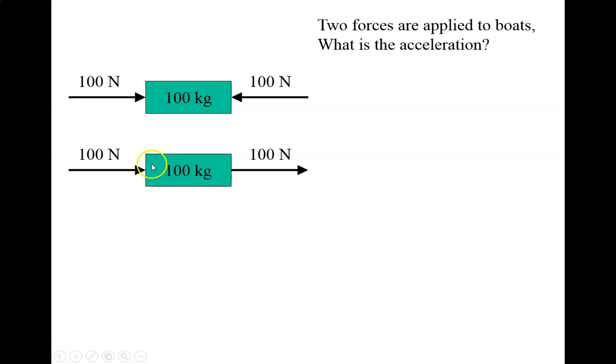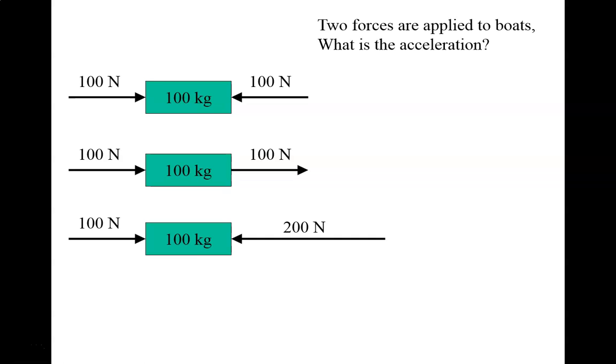What about this one? Are those forces going to still subtract, or are they going to add, or am I going to use Pythagorean's theorem? Well, they're both going to the right. So 100 to the right and 100 to the right gives me 200 to the right. So if my force is 200 and my mass is 100, my acceleration is going to equal F over m, which is 2 meters per second squared, to the right.